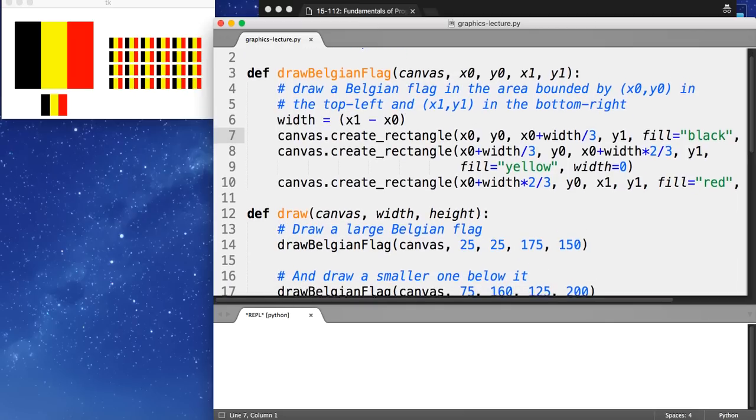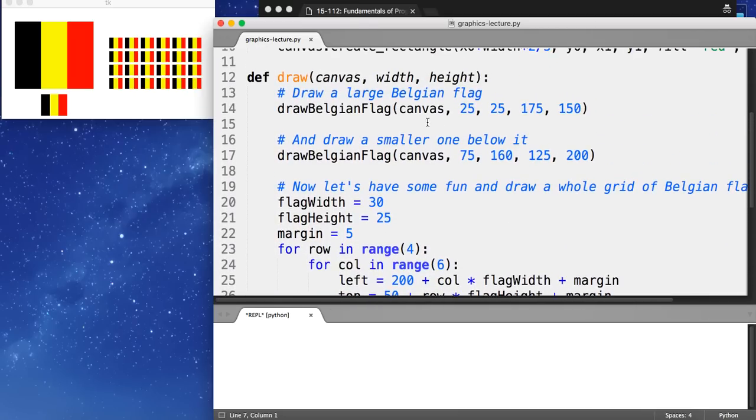Ignoring how we actually do that, let's go here and see us actually call it. So the larger Belgian flag we see, so this is 25, 25 is that point, and sure enough that looks like 25 in and 25 down. And 175, 150 is that point down there. To prove that that's it, let's just do this at 75. And we would expect this to shorten up and be kind of a funny shaped Belgian flag.